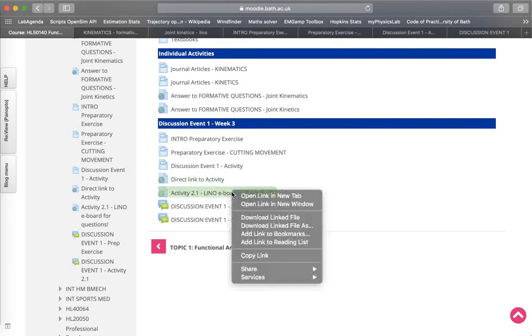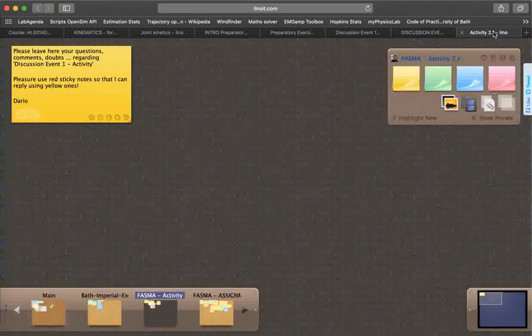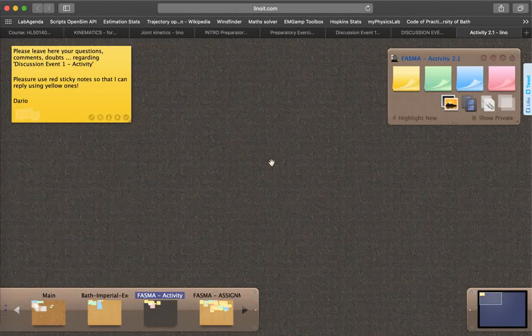I also created a Lino e-board for you to use if you've got any technical problem or any doubt about the tasks that you are supposed to do.